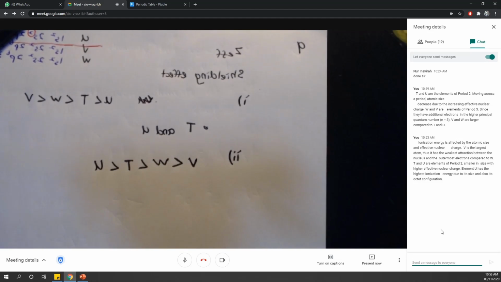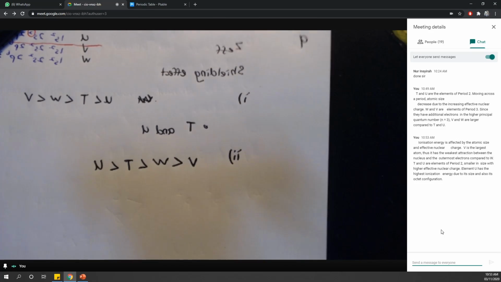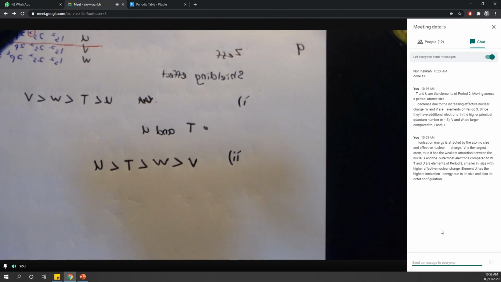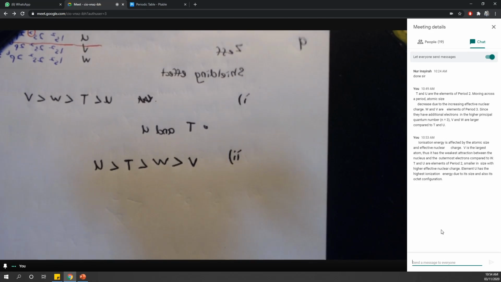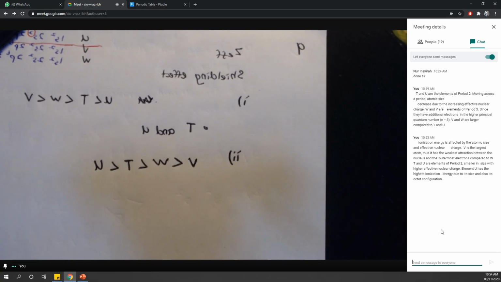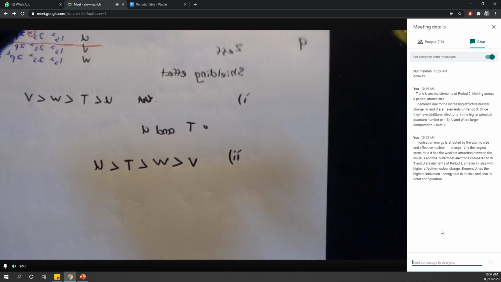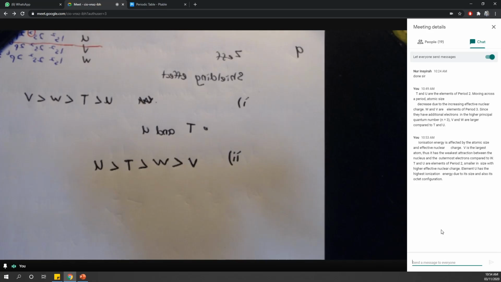So ionization energy is affected by atomic size and effective nuclear charge. V is the largest atom, thus it has the weakest attraction between the nucleus and the outermost electron. So essentially, V is the easiest to take an electron out of, so its ionization energy is the lowest.